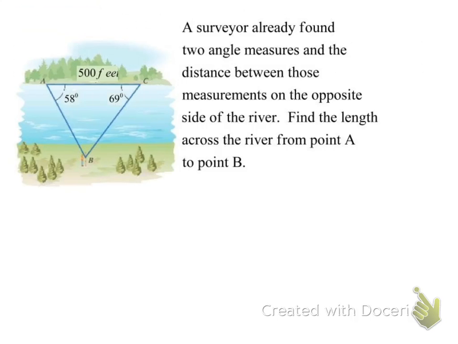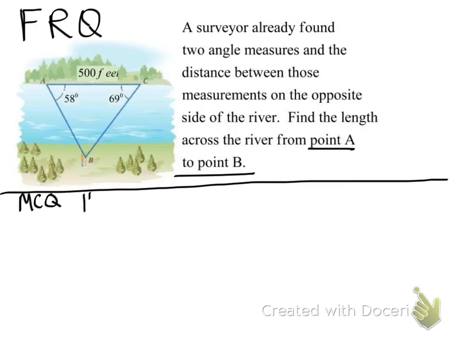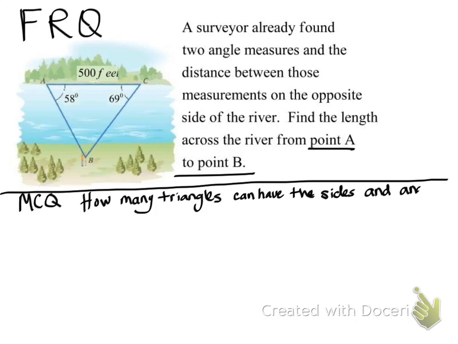Solve for the missing angles and sides. Your free response questions are to solve the following two problems: find the length from point A to point B. That's your free response question for this video. And your multiple choice question is to answer the following questions. See if you can set up this problem for this picture and find out if there are 0, 1, 2, or more than 2 triangles for the following picture.